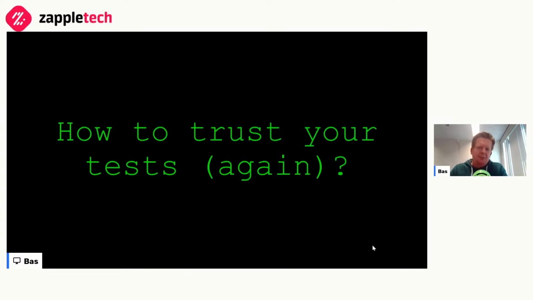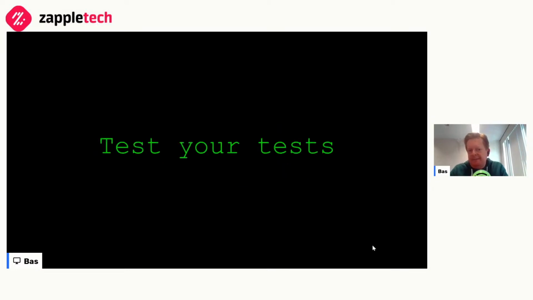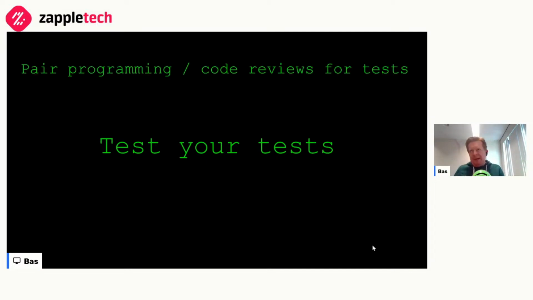So, what can we do to trust our tests again, or to increase the trust in the tests that we write? Testing your tests. That's what it comes down to. And we need a mechanism so that we can test our tests. One of the best ways to do that, I think, is to do pair programming when you write your tests. Which means you have a second or third or 15th pair of eyes on the screen and on the keyboard when you write your tests.